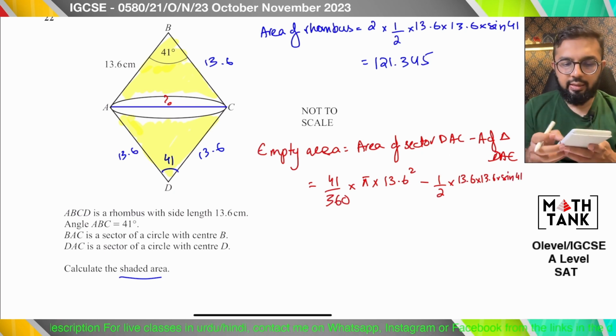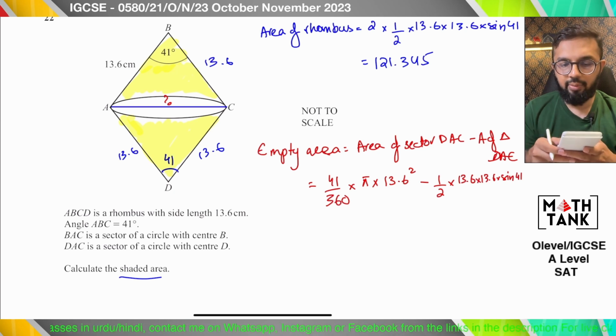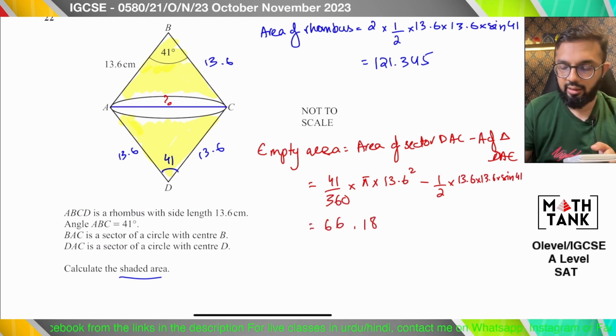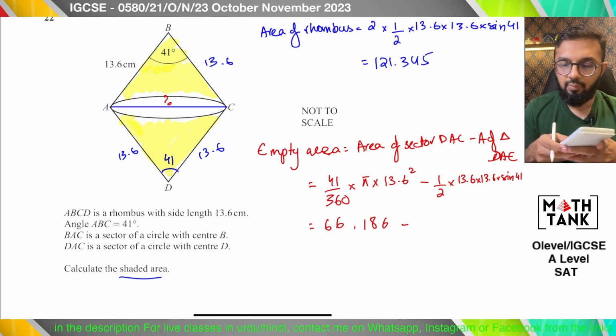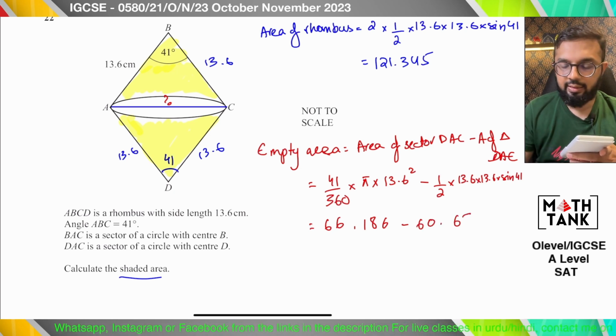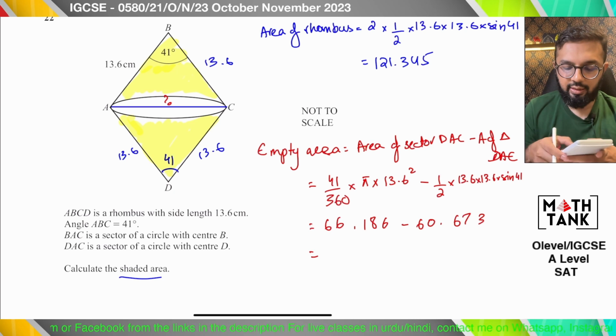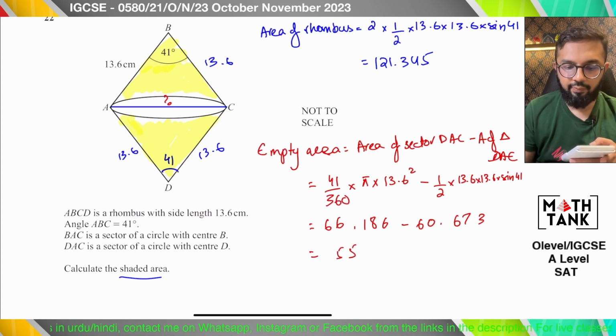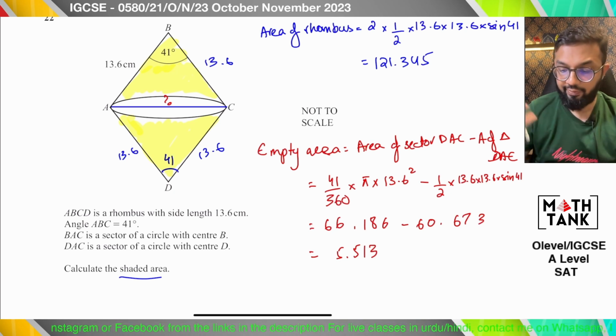So I can say 41 divided by 360 multiplied by 3.142 multiplied by 13.6 squared. So I get 66.186. 121.345 divided by 2 would have given me 60.673. Okay, so 66.186 minus 60.673 gives me 5.513. So that's half of the empty area.